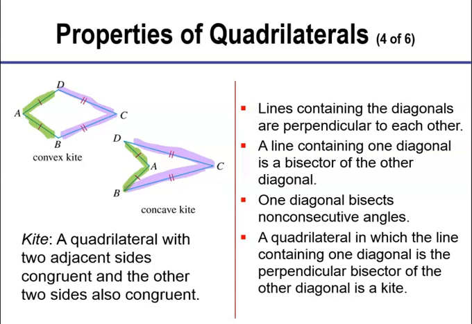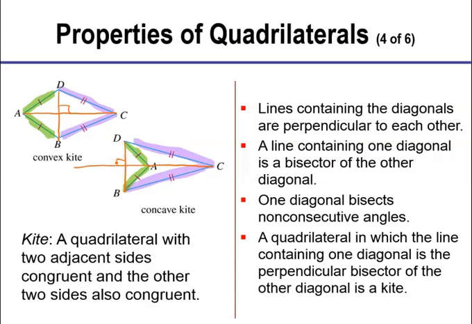Well, lines containing the diagonals are perpendicular to each other. All right, so what does that mean? So check this out. If I draw a diagonal AC right here, and then the other diagonal DB right there, perpendicular. Okay, let's do it on this one also. So if I draw diagonal AC, now careful, that's going to have to keep going this way. And then the diagonal is outside, because this is a concave kite. The diagonal ends up being outside in this situation, but those things are still perpendicular to each other.